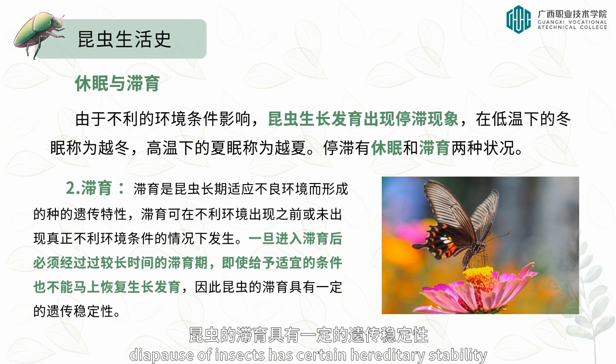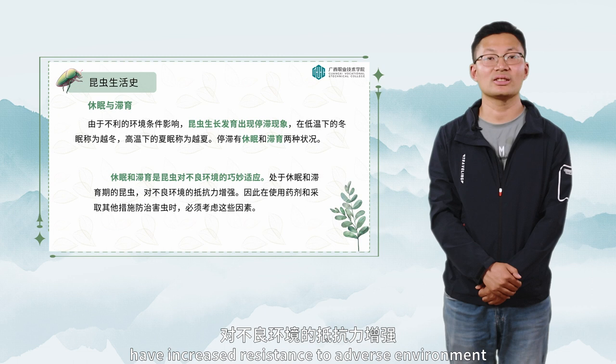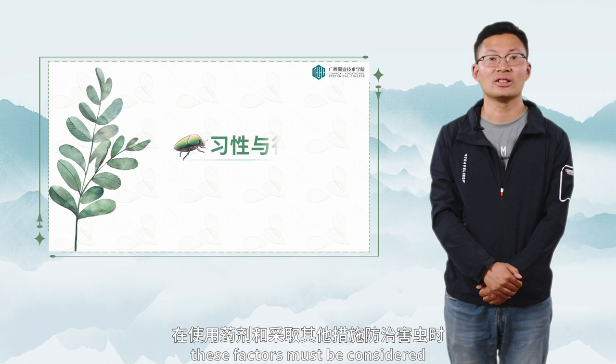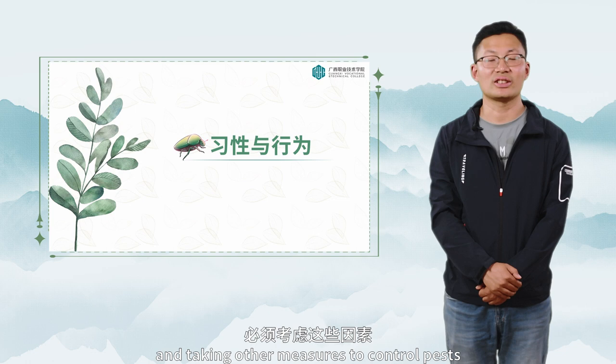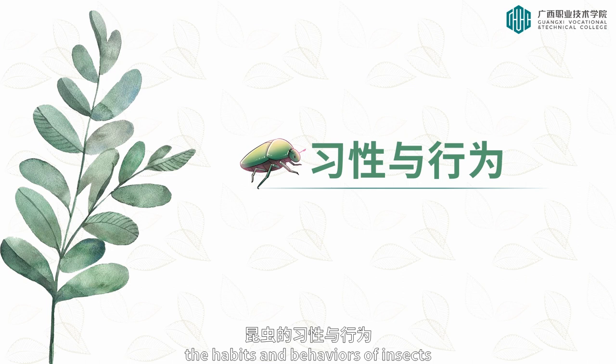Dormancy and diapause are an insect's skillful adaptation to adverse environment. Insects in dormancy and diapause period have increased resistance to adverse environment. So, these factors must be considered when using insecticides and taking other measures to control pests. Then we will learn the habits and behaviors of insects.